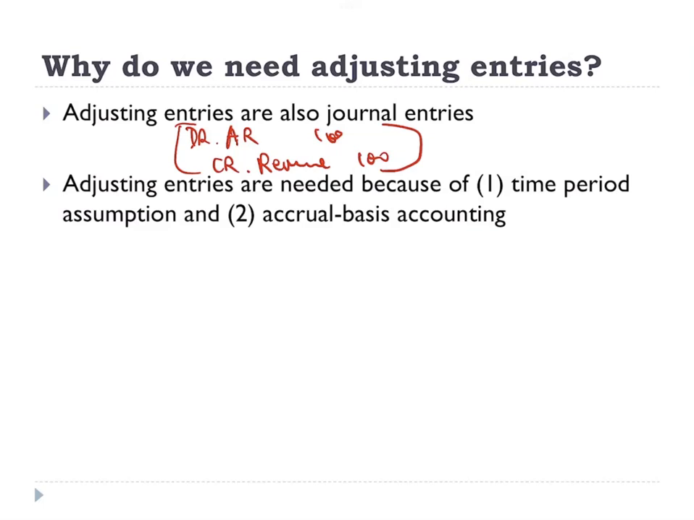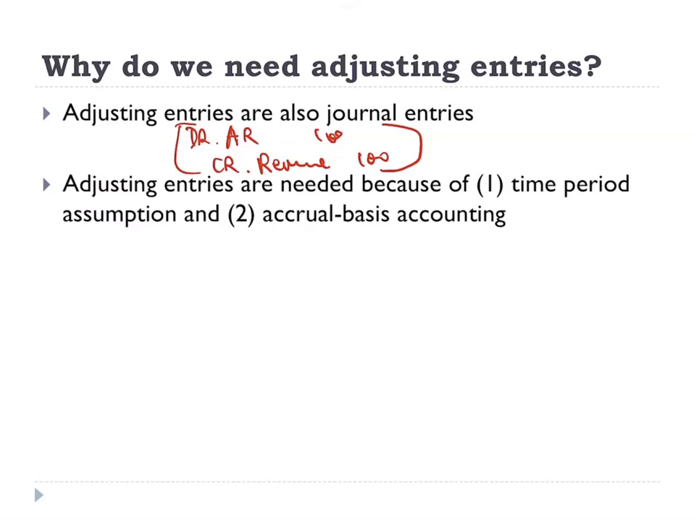The difference between an adjusting entry and the journal entries we talked about previously is that adjusting entries are usually not initiated by any transaction during the period. It's something we need to make at the end of the financial reporting period, before we make financial statements.